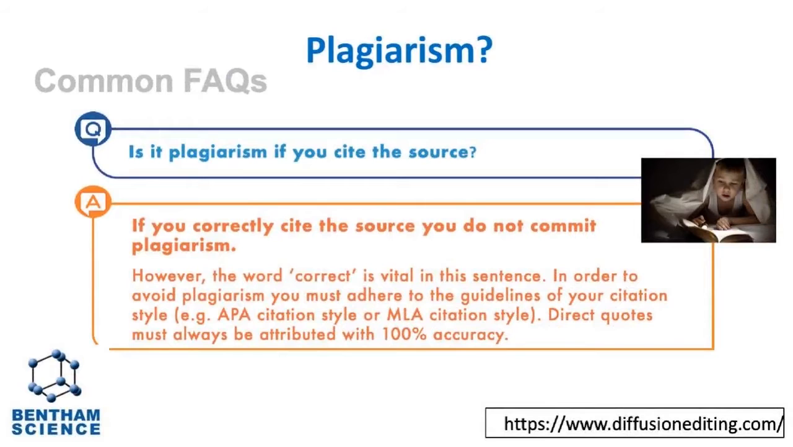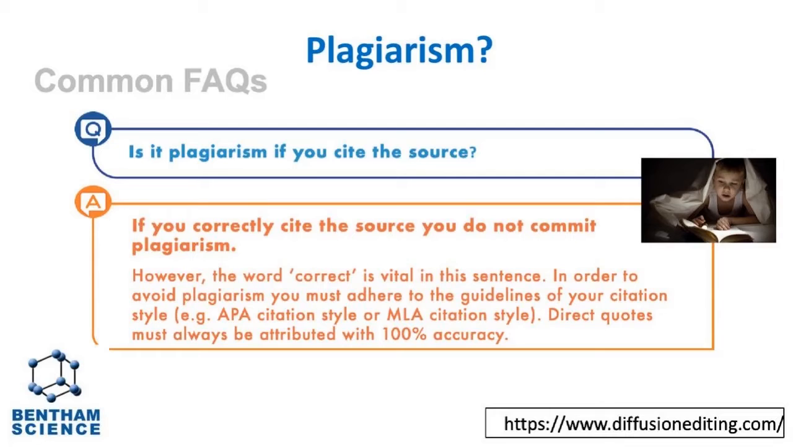So let's ask a few questions around academic plagiarism. Is it plagiarism if you cite the source when putting work into your own academic papers? The answer is no. If you correctly cite the source, then of course you do not commit plagiarism. However, the word correct is vital in this sentence. In order to avoid plagiarism, you must adhere to the guidelines of your citation style. So here are two examples, the APA or the MLA citation styles.